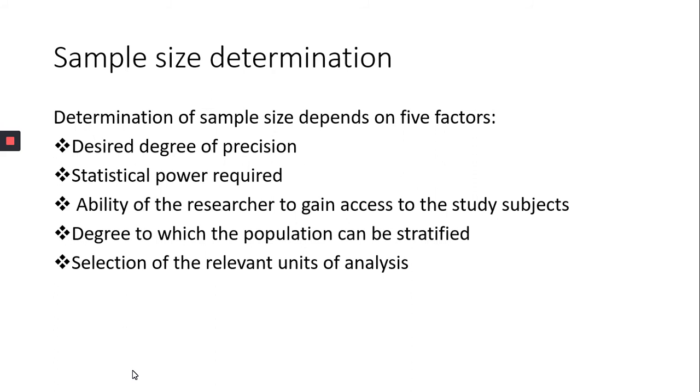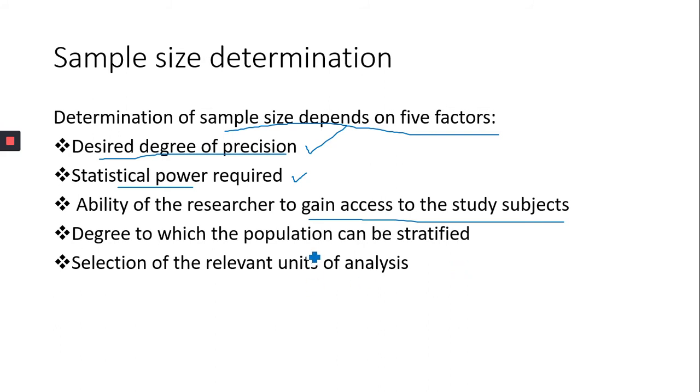But how do we determine sample size? There are factors that need to be considered. Firstly, the desired degree of precision, statistical power required. It's not only in some fields that we talk of power, we also talk of statistical power. Ability of the researcher to gain access to study subject. You don't say you want to select 3,000 people when you are struggling just to have access to 20 of those people. Such research will not be completed.